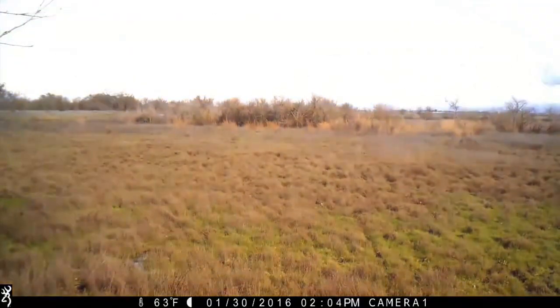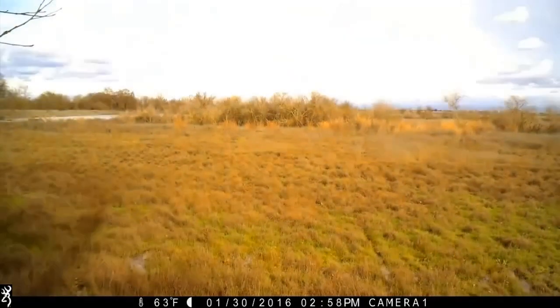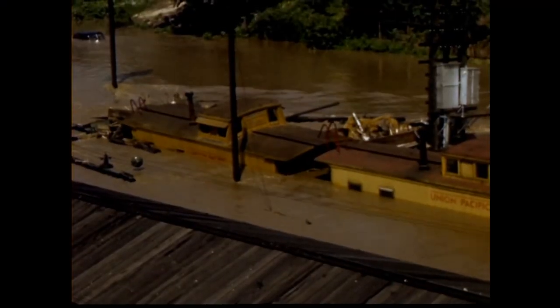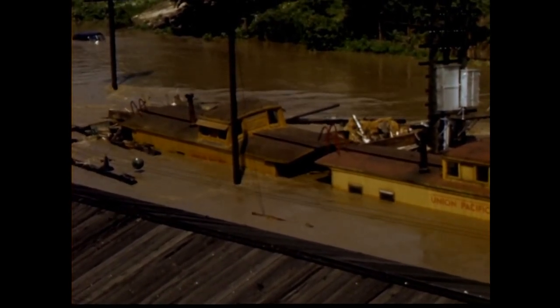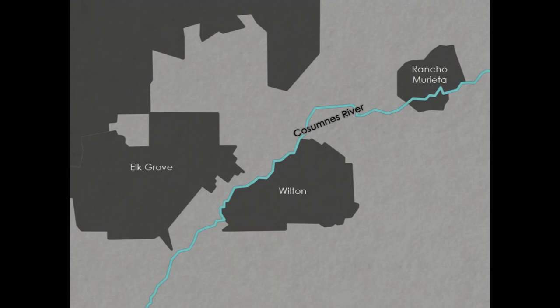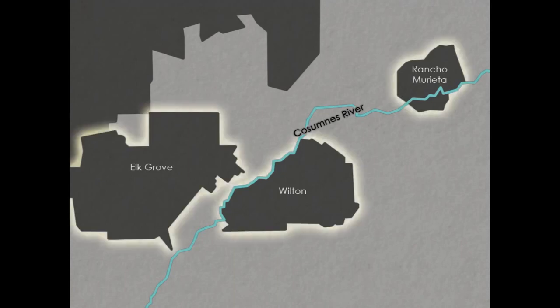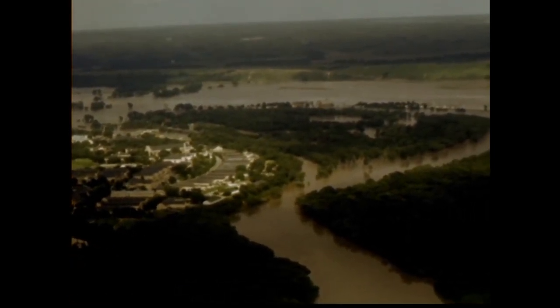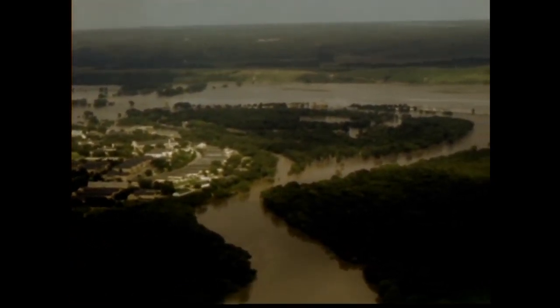Watch how the Cosumnes River grows to fill its floodplain in only a day. But how will we know when the swollen Cosumnes might turn its might against man and his works? How can the fine cities of Rancho Murieta, Wilton, and Elk Grove, as well as the numerous small farming communities along the Cosumnes, protect themselves?